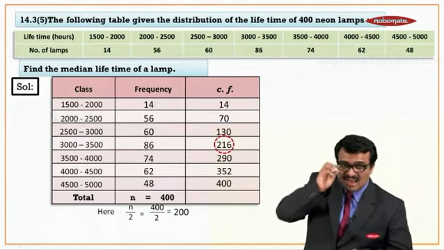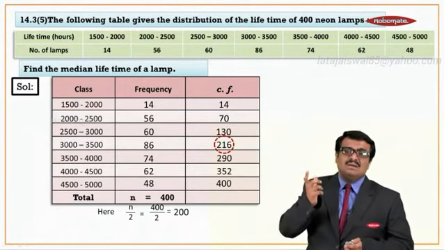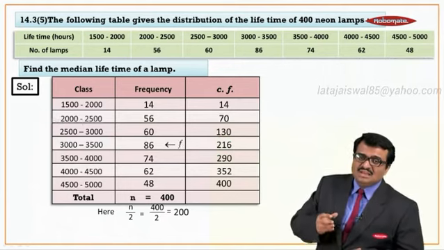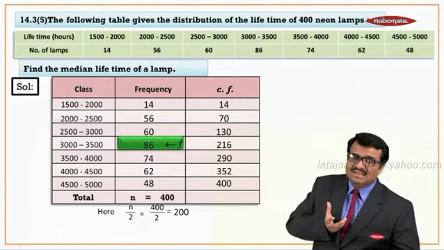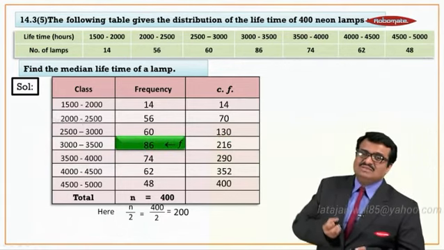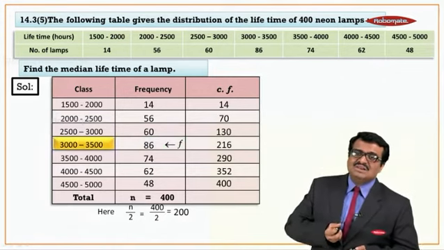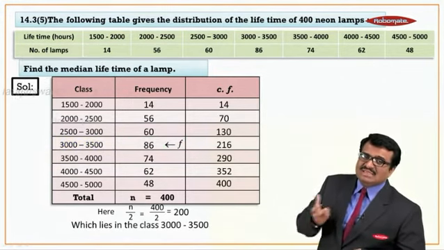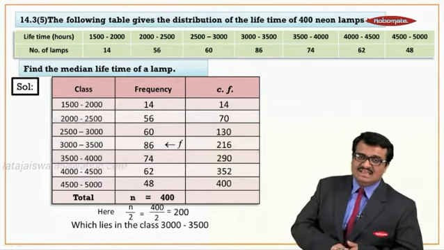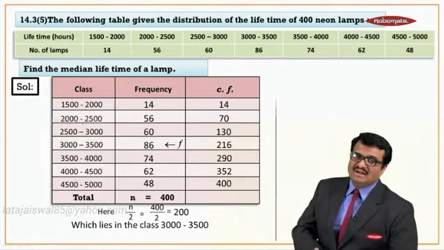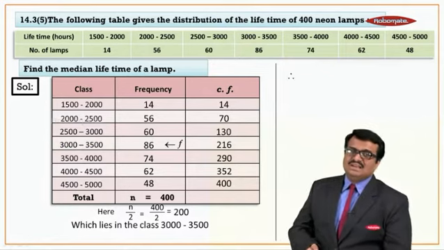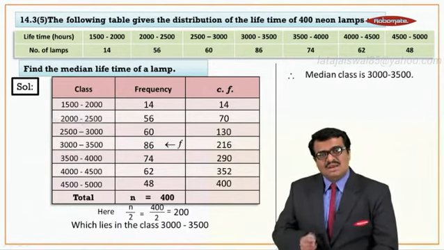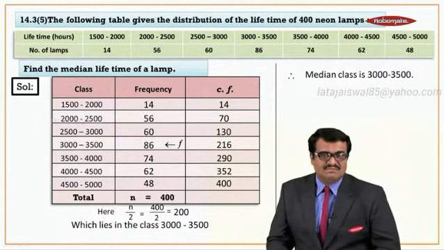Whichever class has this CF becomes the median class. So which class has this CF? 3000 to 3500. So that becomes your median class. This 3000, which class does it lie in? It lies in the class 3000 to 3500. So therefore, median class is 3000 to 3500.